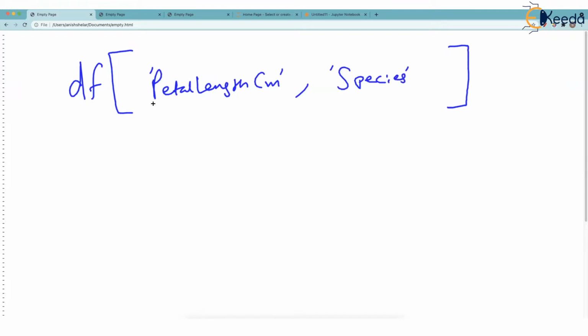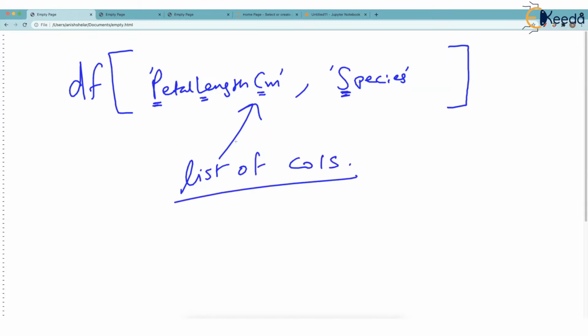And the column names are case sensitive. So if the designer of the CSV file has recorded these column names with capital L, capital P, capital C, capital S, you should give that. Now what is this? This is a list of columns, a list of columns that you want to display. But if it is a list of columns, you should make it as a list.